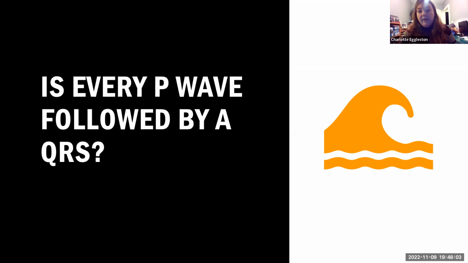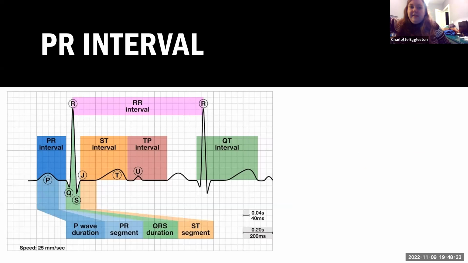We want to know if every P wave is followed by a QRS, and that's going to be helpful when we come to think about our heart blocks in particular. So we've done name and date, calibration, rate, rhythm, axis, P waves: are they there? Are they normal looking, and is every P wave followed by a QRS? Kind of your key questions. Any questions at this point?